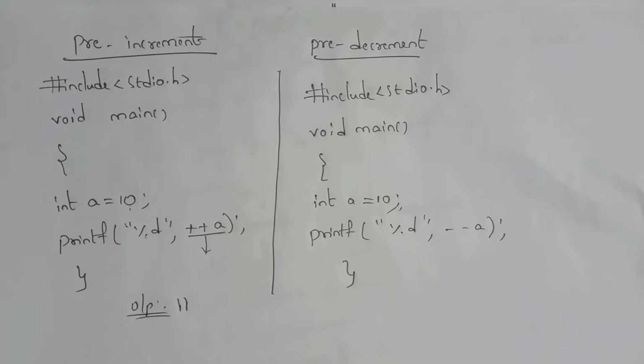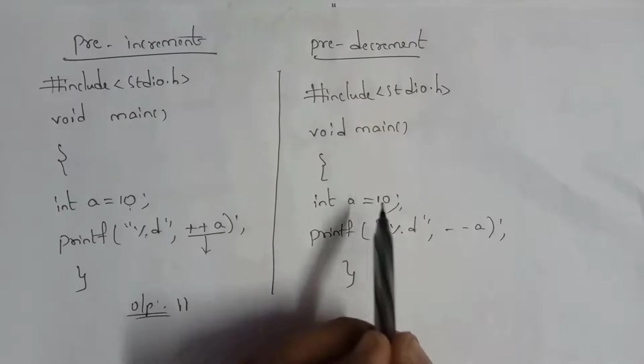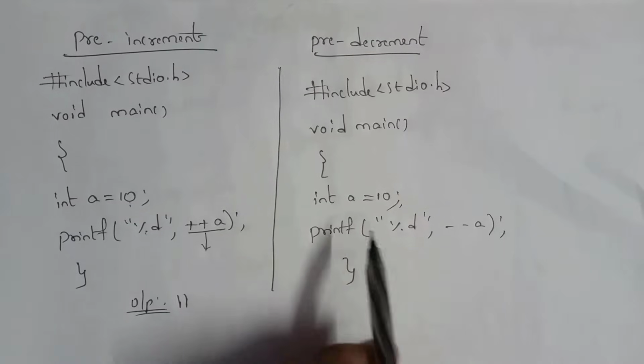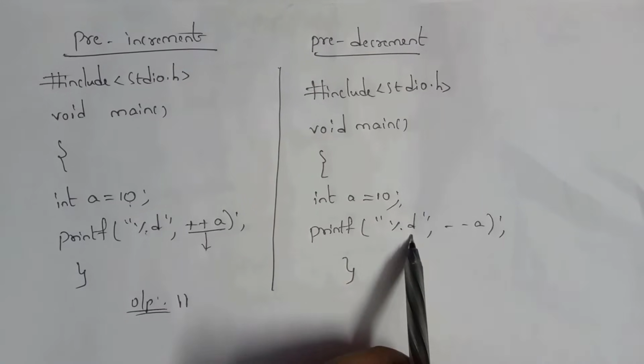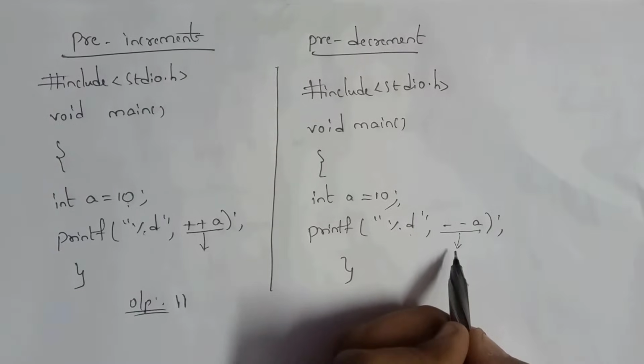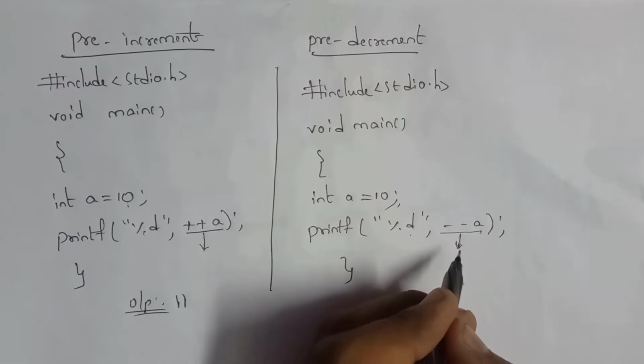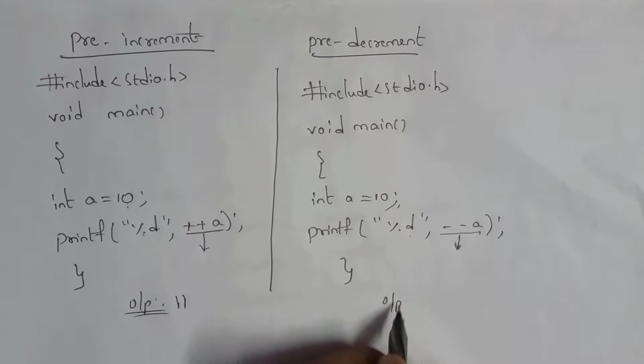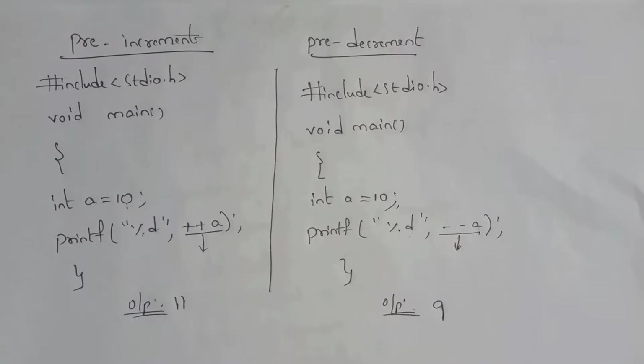Similarly, I will explain the program for pre-decrement. Here I wrote int a equal to 10 and then printf. Inside printf I wrote %d comma --a, where --a represents pre-decrement. Pre-decrement means it will decrement the value by 1 and then generate output. So here I will get output as 9. This is the program for pre-increment and pre-decrement.